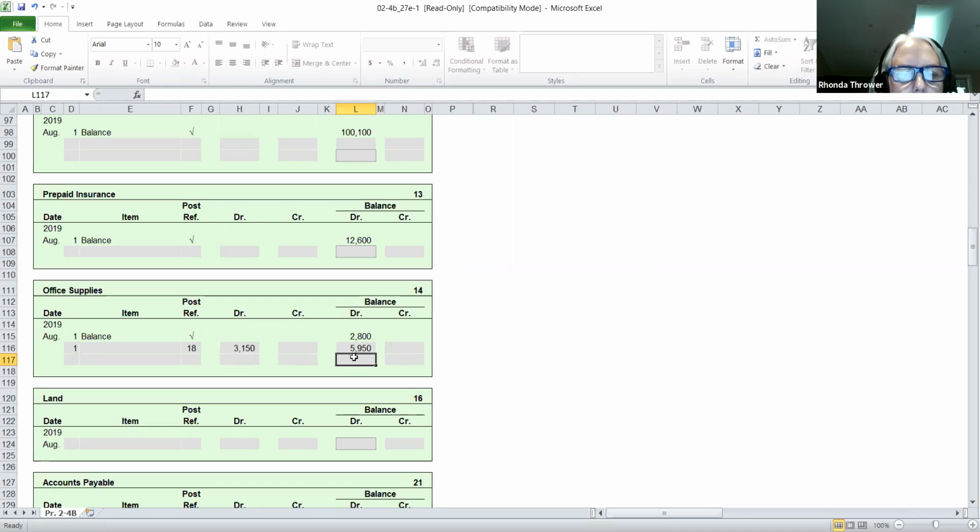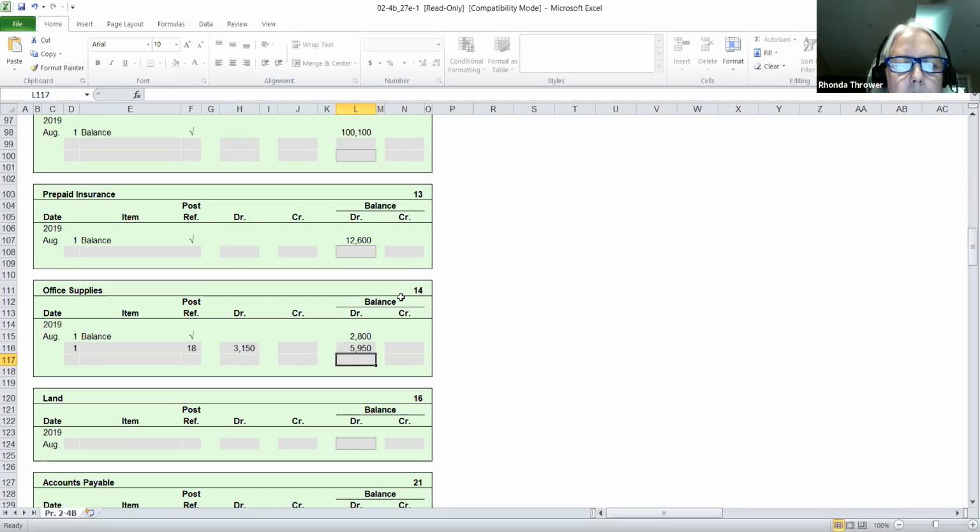Now, what I needed to know was office supplies is an asset account. When I debited my office supplies, I'm adding to the previous balance. My new balance is $59.50. Notice I don't see any asterisks, so I must have the right things written in here. That means that I have posted to the office supplies account.